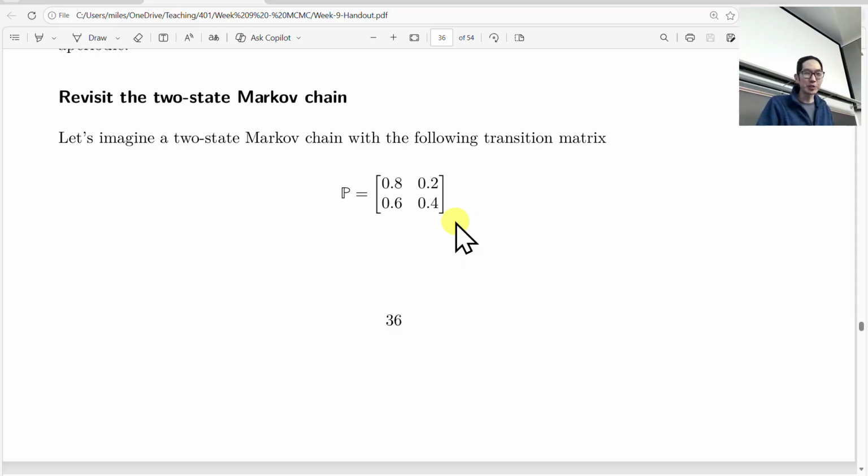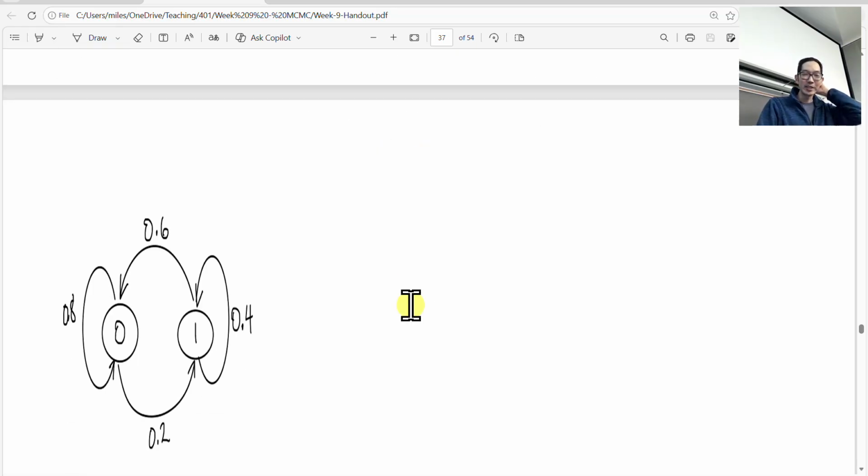So we had this Markov chain, and we had this probability transition matrix. This is the very simple 2-state Markov chain. We either start off at state 0 or state 1, and we can go from 0 to 0, 0 to 1, 1 to 0, 1 to 1. I don't know what happened to the picture there, but it looks like that.